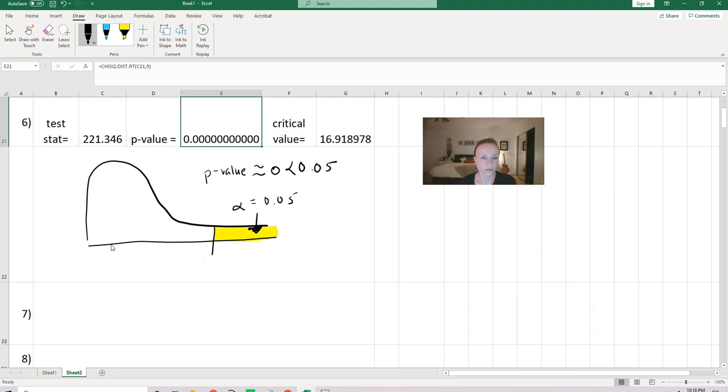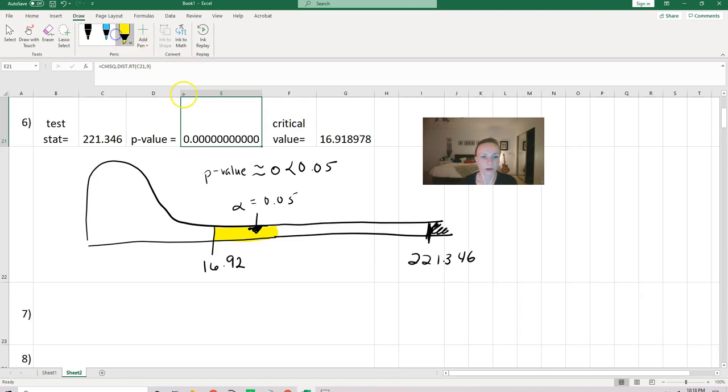Okay, our critical value is 16.92, and our test statistic is 221.346, so I have to make this tail longer. It is way over here. And its value, which is a p-value to the right, is much, much smaller than this much larger area that takes up the whole tail. So this whole thing is alpha. Ooh, that highlighting got out of control. Just pretend like it's between the two lines.